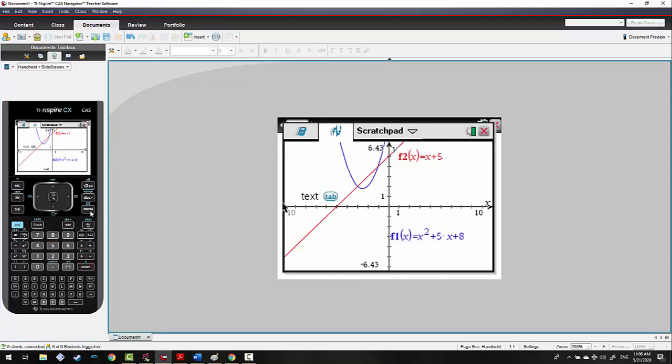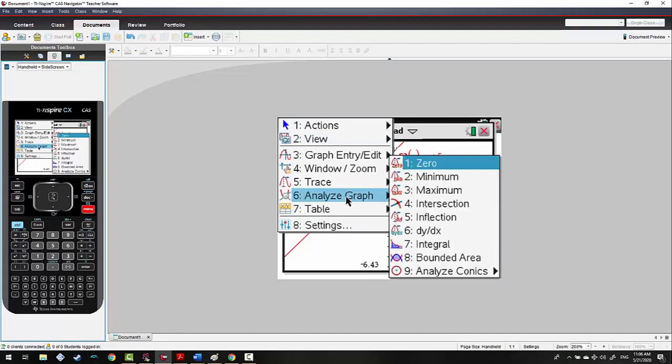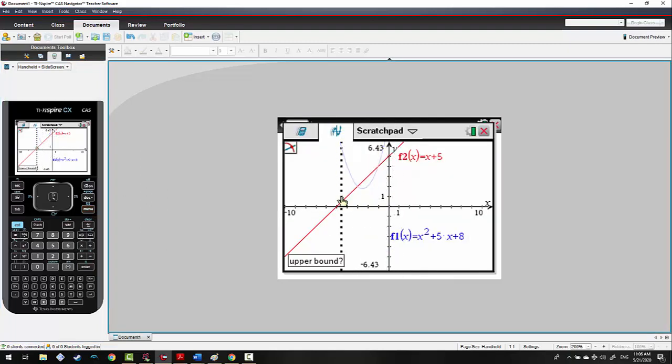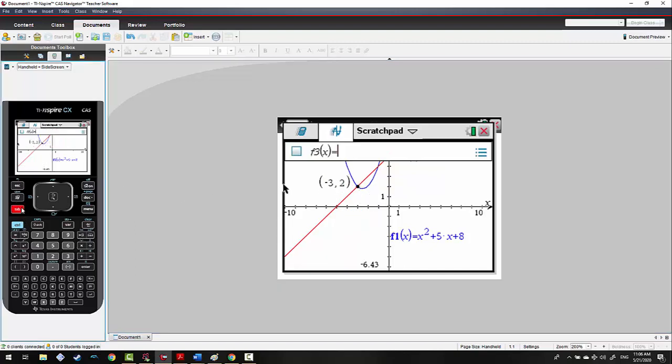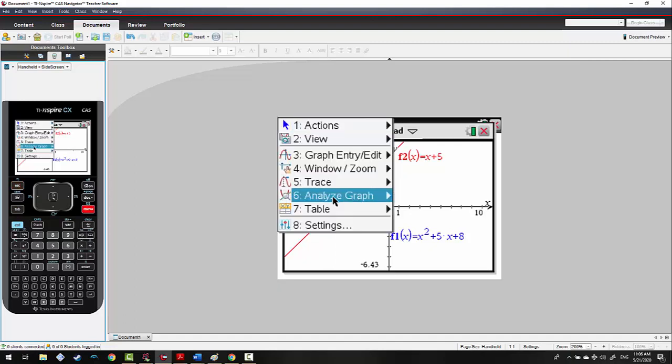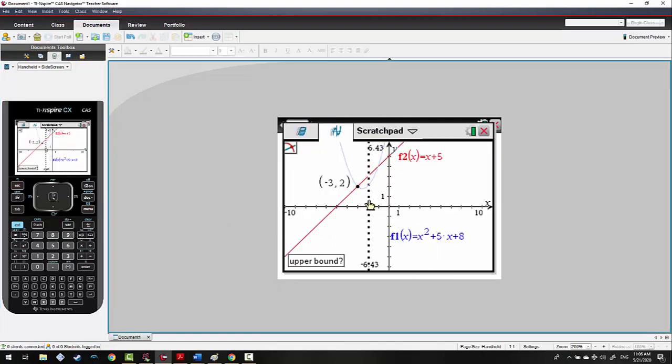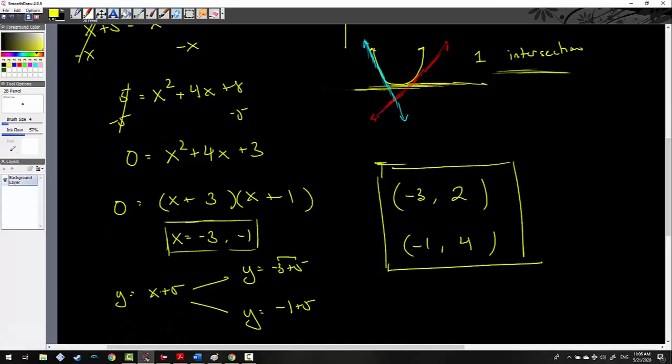And I'll go and do my normal calculation operation. So analyze graph, intersection, reasonable suspicion, boom, negative 3, 2. I think we're good there. And then, oops, not that, menu. Analyze graph, intersection, lower bound, upper bound, negative 1, 4. I believe that was our answers. And there we have it.